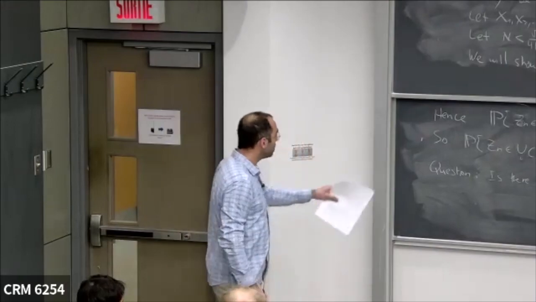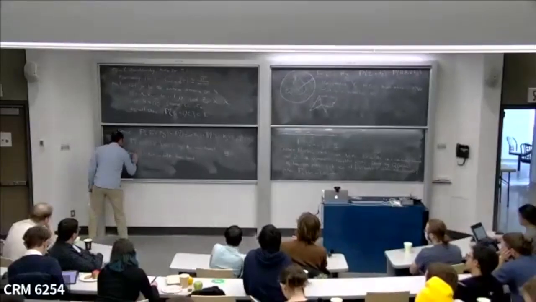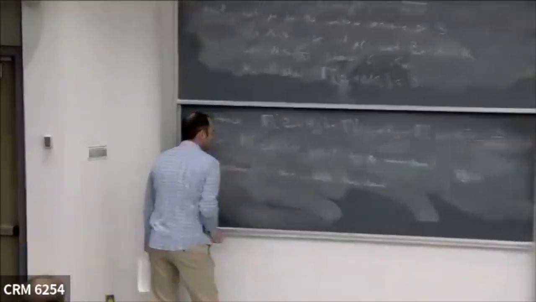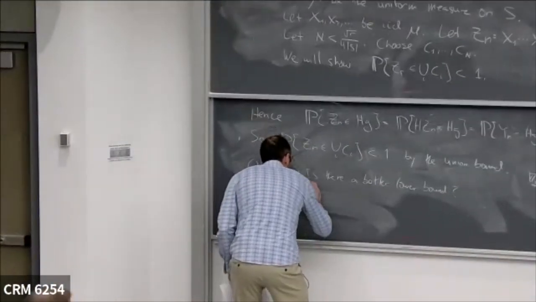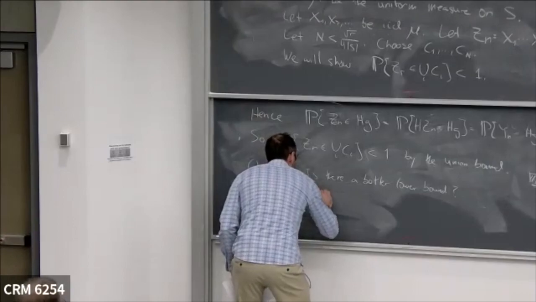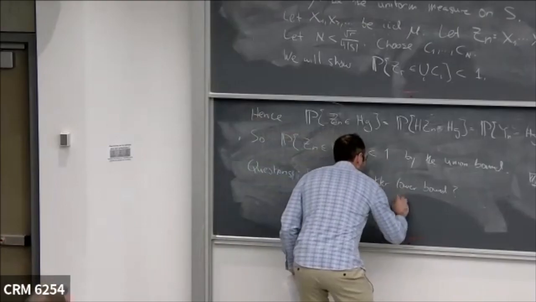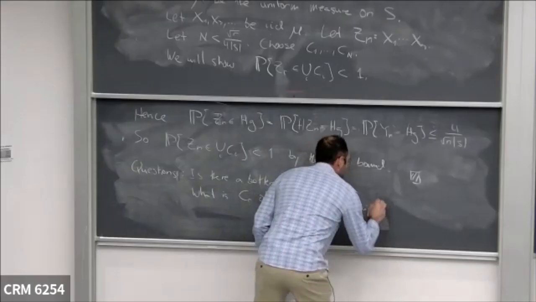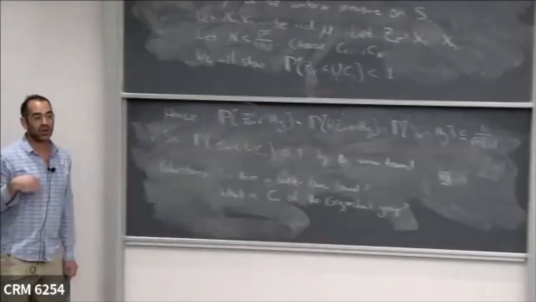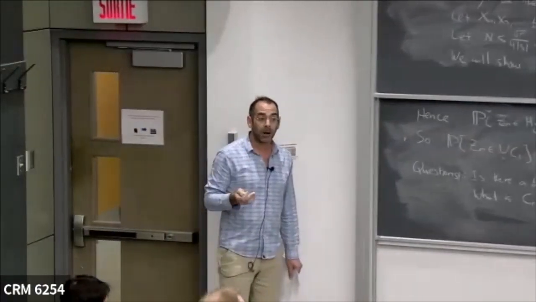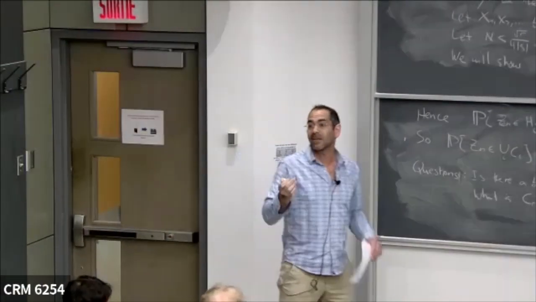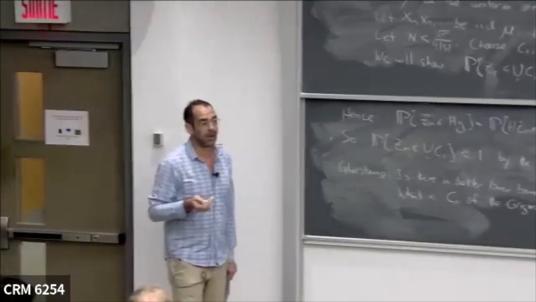Now, a natural question that we don't know the answer to, let's call it a question: what about the Grigorchuk group? What is the covering number of the Grigorchuk group? It's easy to show that it's at most R, but maybe it's less than R. We don't know. We don't know how to show that.